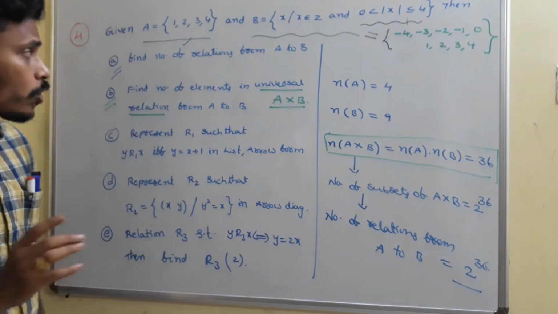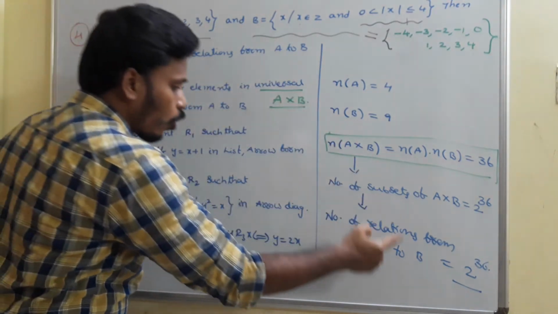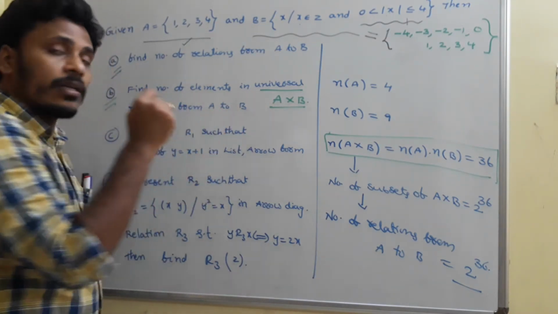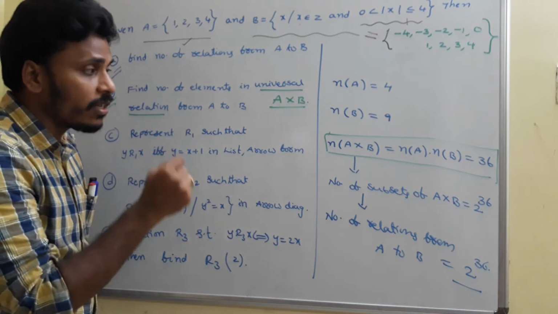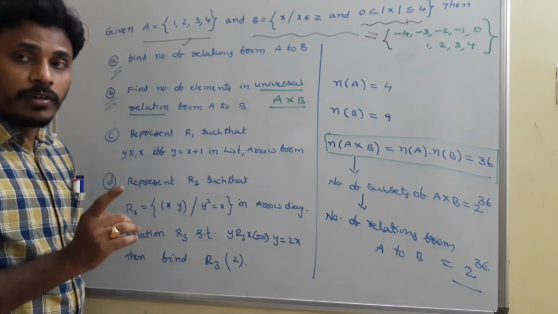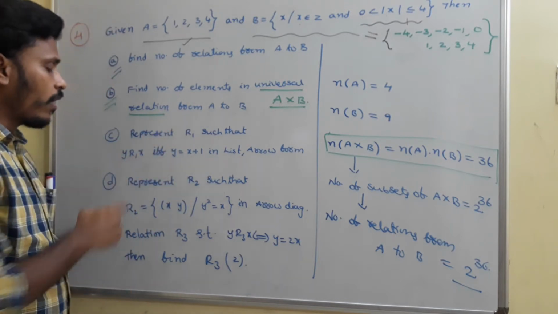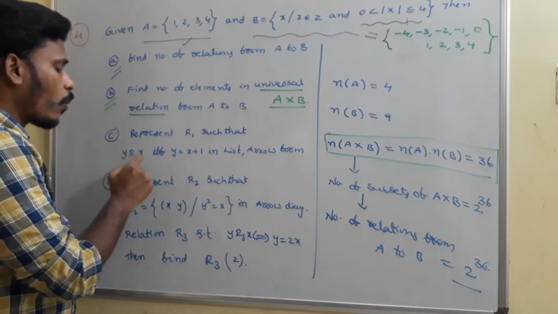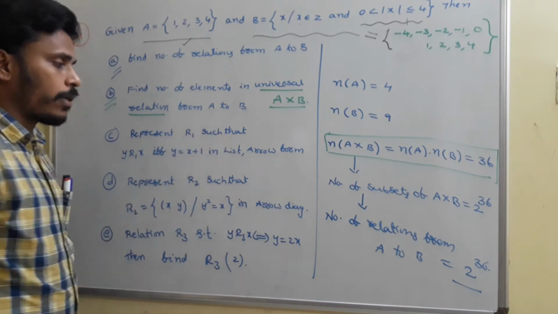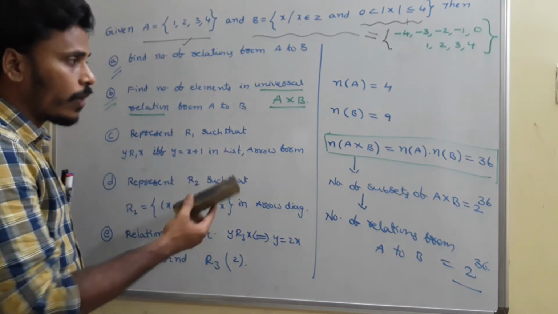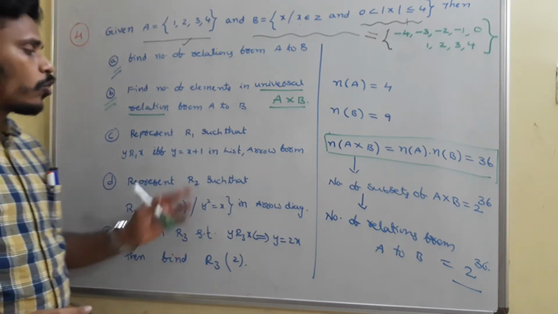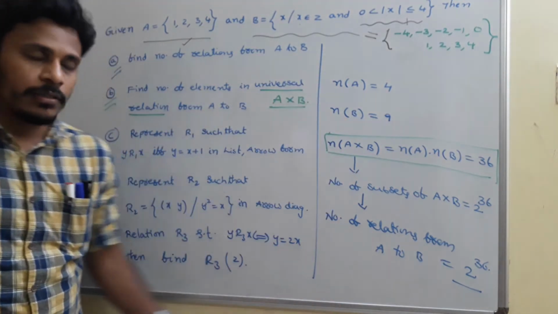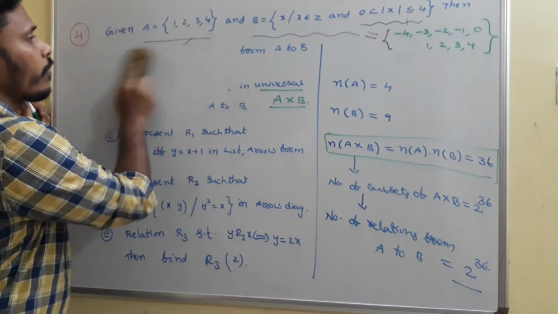So at the end, your answer for the first problem, the total number of relations, is 2 power 36, and your answer for the second part, the number of elements in the universal relation, is 36. Okay, and after this just think about the third one. We need to represent the relation R1 such that y R1 x if y is equal to x plus 1, in list form as well as in arrow diagrammatic form. So to answer this question, I will erase the first two questions along with this explanation for the space concern. Okay, just have a look.